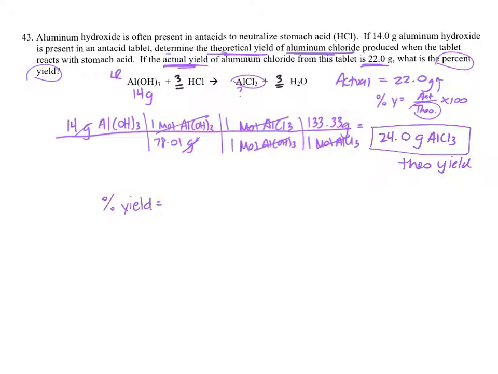I put the formula right on the top. The actual yield comes right from the problem. They have to give it to you. The theoretical yield we just calculated as 24. Don't forget to multiply by 100, and you should get 91.67%. Remember, percent yield is always going to be a percent.